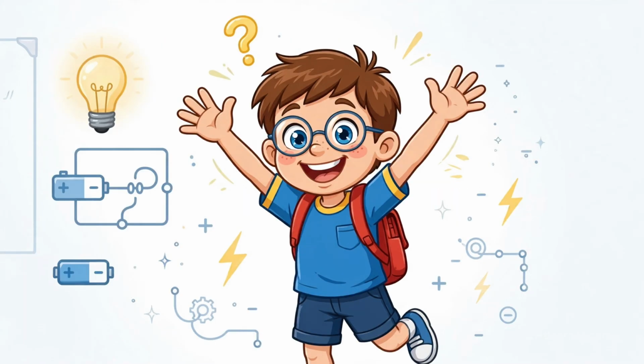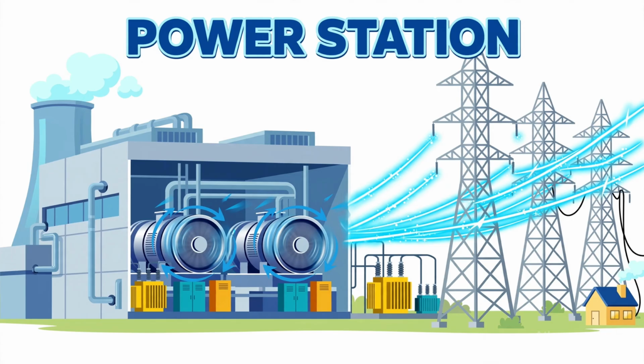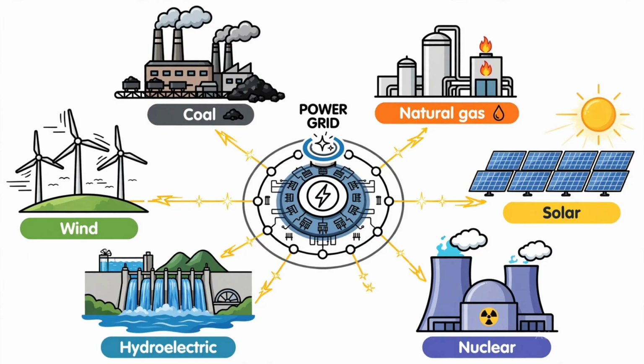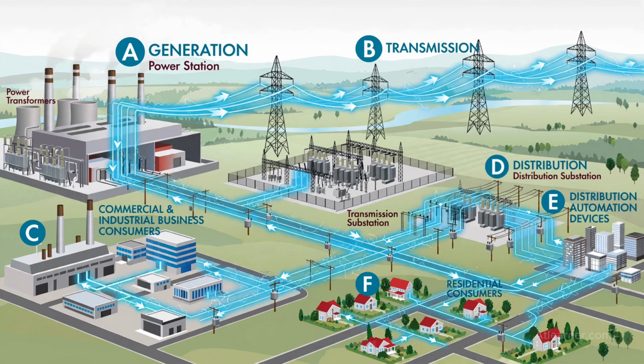Now we understand what electric current is, but there is still a big question. Where does it come from, and how does it travel all the way to us? Electricity is generated at power stations. Different power plants use different energy sources, such as coal, natural gas, water, wind, sunlight, or nuclear energy, to produce electrical power. A generator converts mechanical energy into electrical energy. The electricity produced at the power station then enters a huge network of transmission and distribution lines.